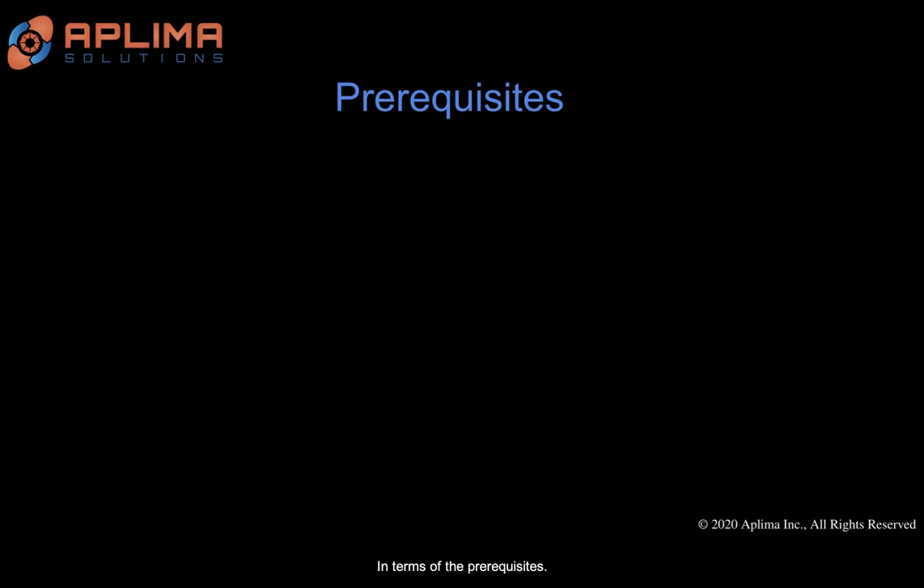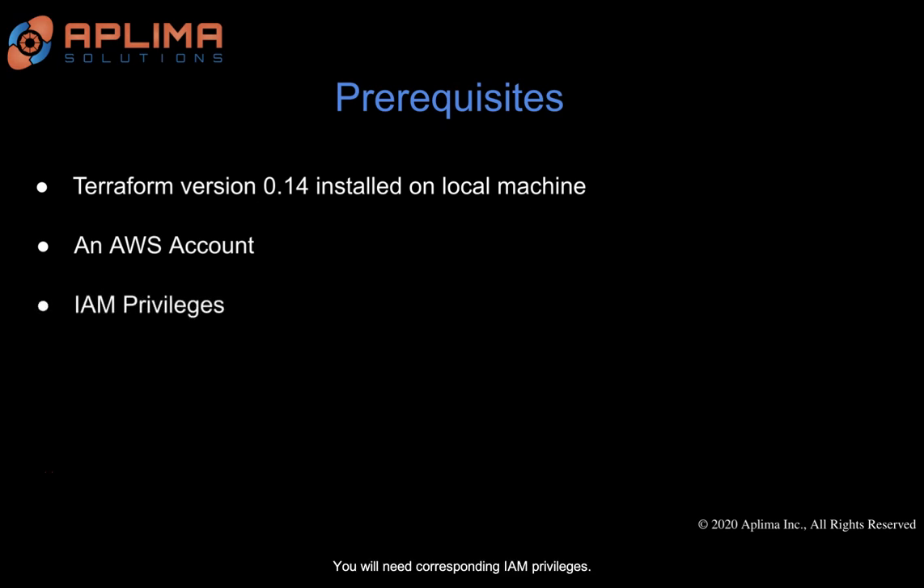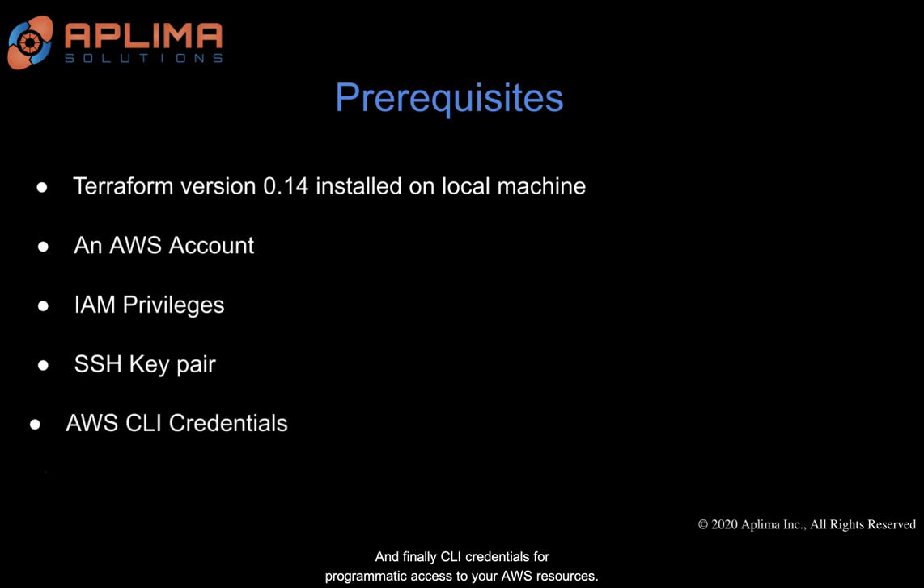In terms of the prerequisites, first, you will need to make sure that you have Terraform version 0.14 installed on your local machine. Next, you'll need an AWS account, which you will use to provision your Jenkins resources. You will need corresponding IAM privileges, also an SSH key pair to connect to your Jenkins instances, and finally, CLI credentials for programmatic access to your AWS resources.